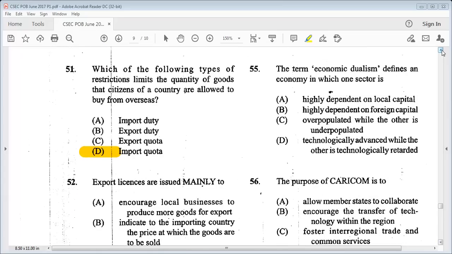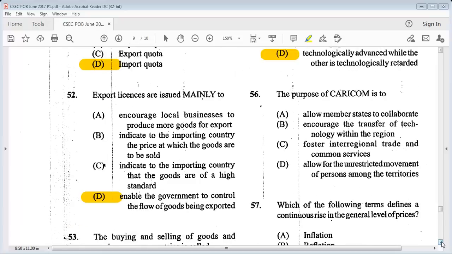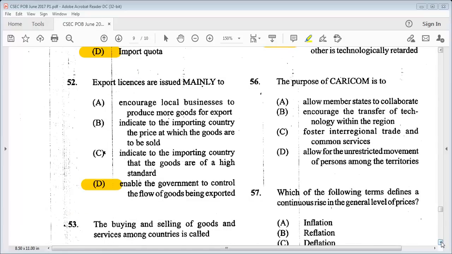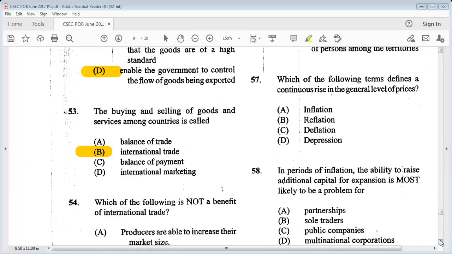55 says, the term economic dualism defines an economy in which one sector is D, technologically advanced while the other is technologically retarded. 56 says, the purpose of CARICOM is to C, foster interregional trade and common services. 57. Which of the following terms defines a continuous rise in the general level of prices? Our answer would be A, inflation.